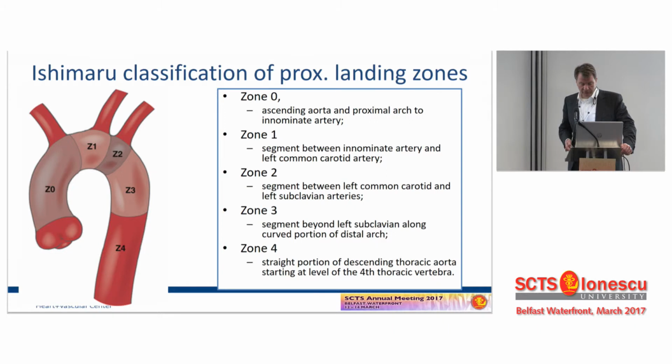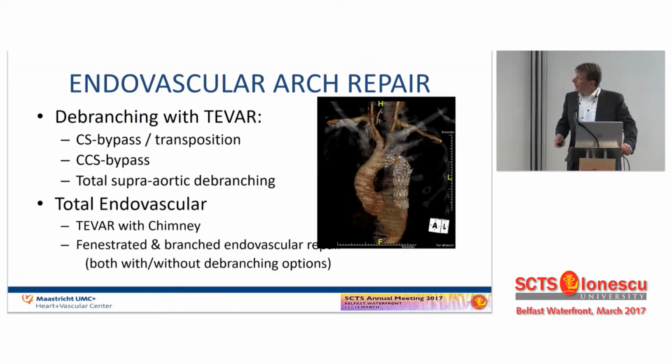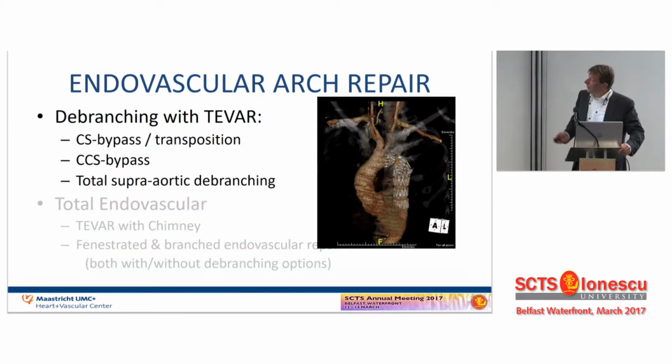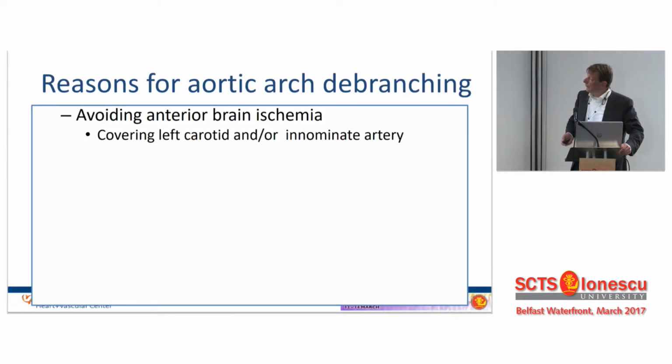And if you talk about endovascular repair, there are 2 ways. You either can do debranching with TEVAR, and you saw some pictures of that, or you can do total endovascular repair. But you have to be aware, in most total endovascular repair, there is some extra-anatomical debranching involved. So first, the debranching options, and I come to that.